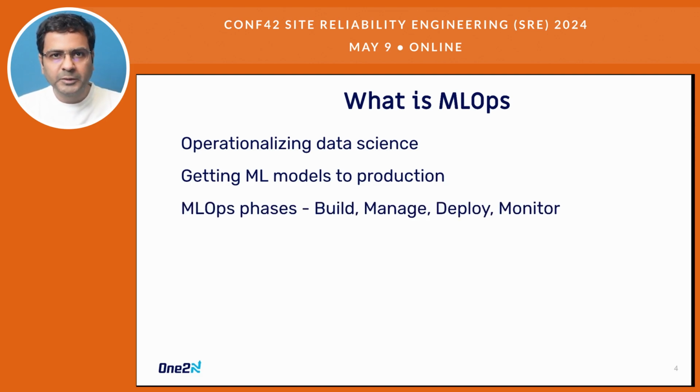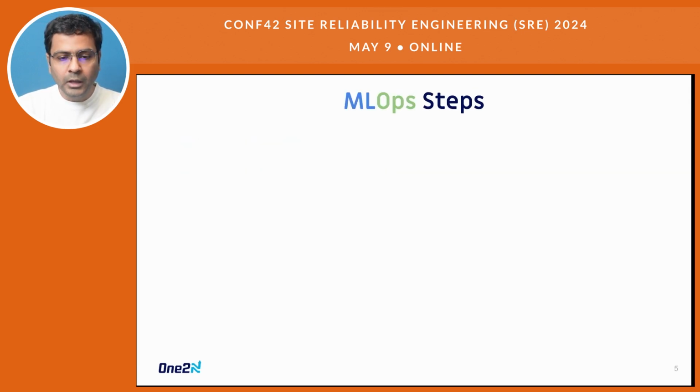Just like we have DevOps phases, we have various phases in MLOps. Fundamentally, it's like build, where you build the models and manage various versions of the models, then you deploy these models on production, you monitor, you take feedback, and you continuously improve the models. So these are the four steps of MLOps. Let's look at some of them in more detail, right?